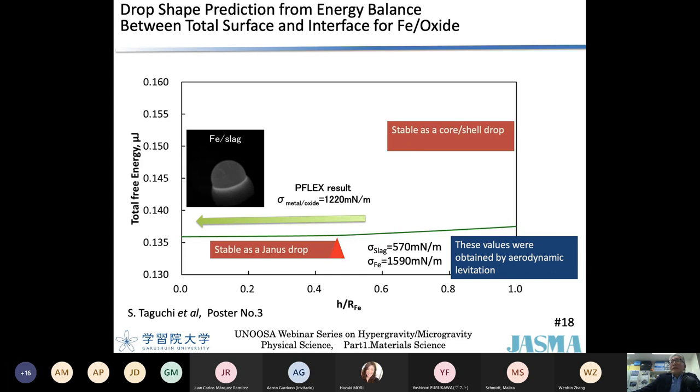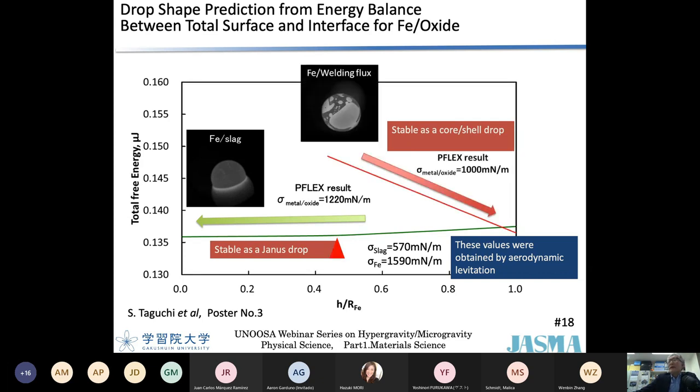And please, the next. In the core shell droplet case, the minimum is here. One is the totally covered molten oxide. So this case is the minimum surface free energy. So the core shell droplet is the stable shape.